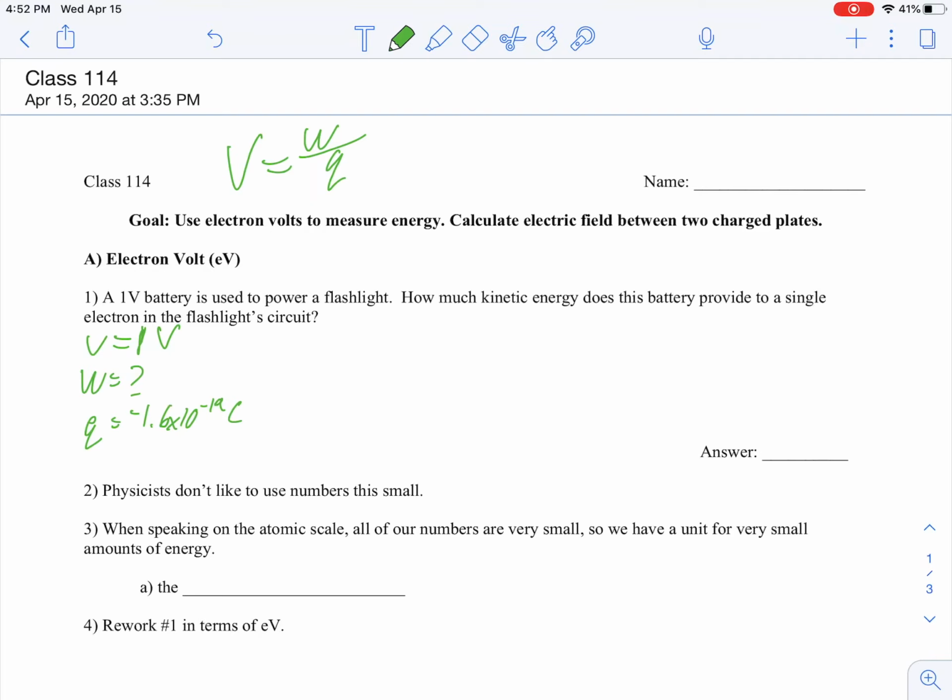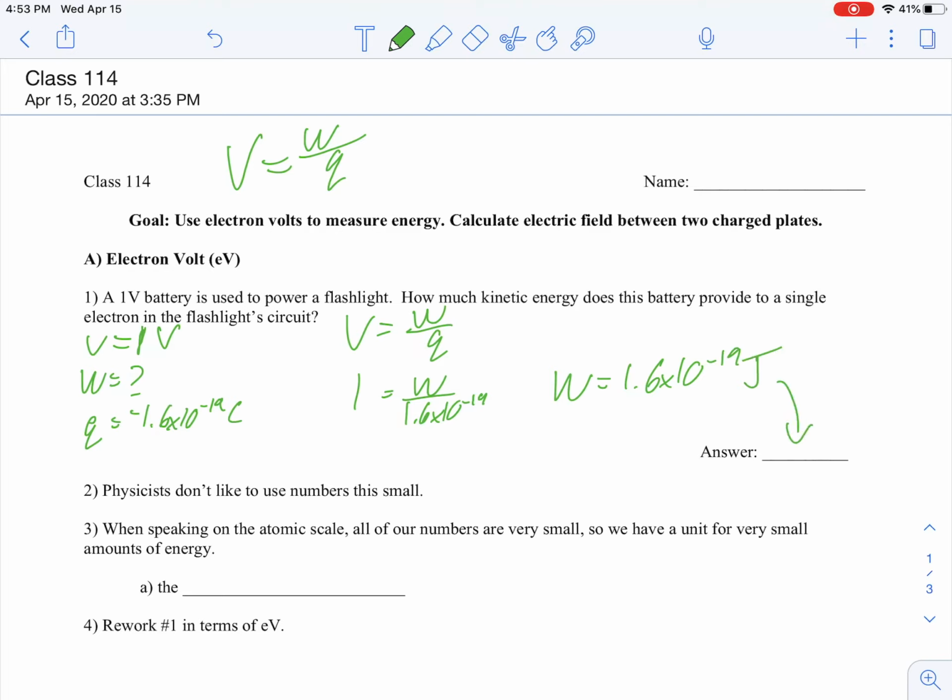All right, so V equals W over Q. V, 1. I'm going to leave the units out for now. 1.6 times 10 to the negative 19. All right, cross multiply, you get W, or the work, equals 1.6 times 10 to the negative 19 joules.